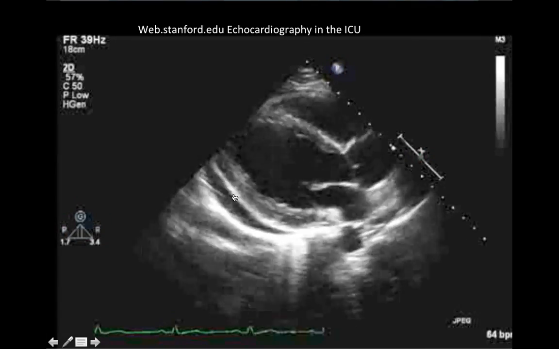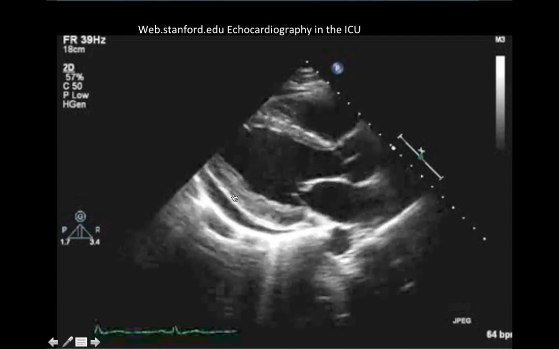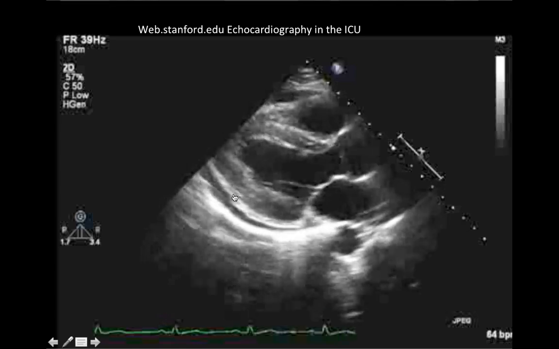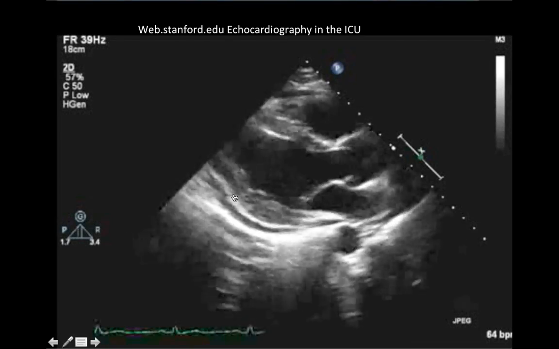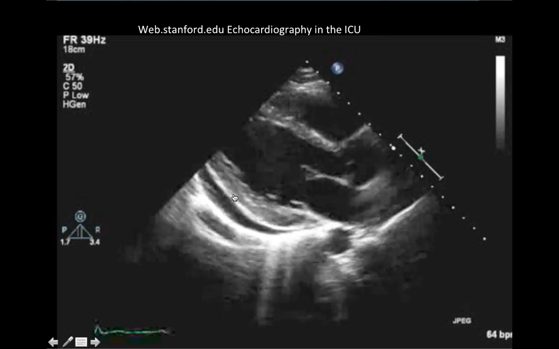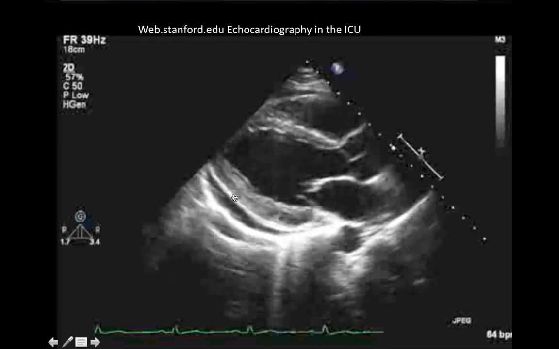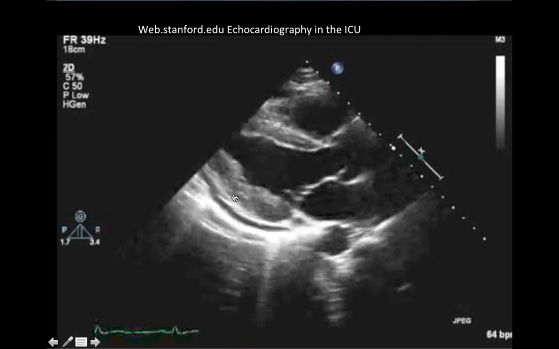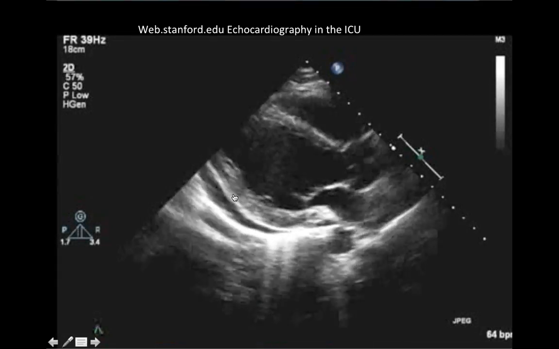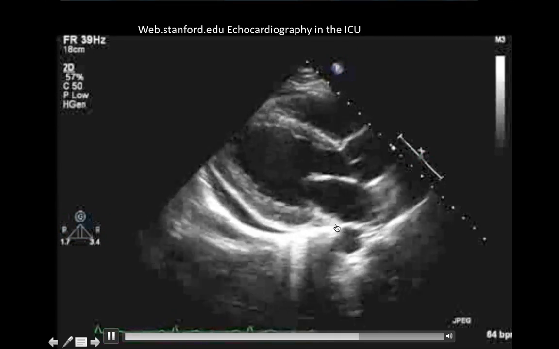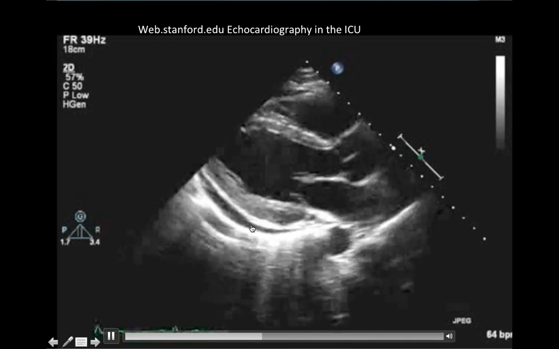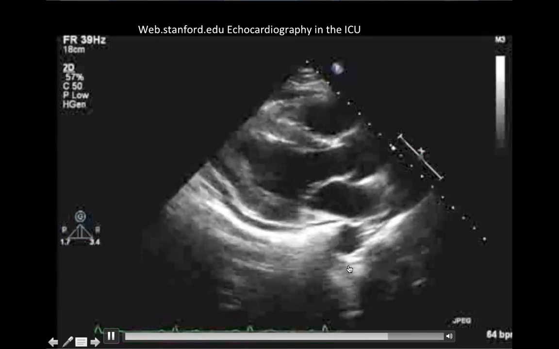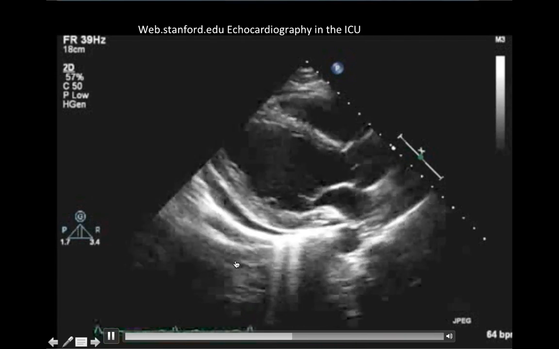Do you see the pathology? In this parasternal long axis view from the website Echocardiography in the ICU, there's a pericardial effusion. Basic echo assessment in the emergency department begins with the parasternal long axis view to assess for an effusion like this. Notice how the effusion appears anterior to the descending aorta. If the effusion were to appear posterior to the descending aorta, down here, then it would likely be a pleural effusion.